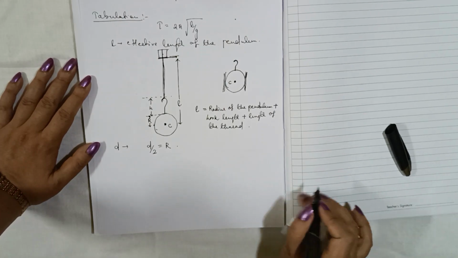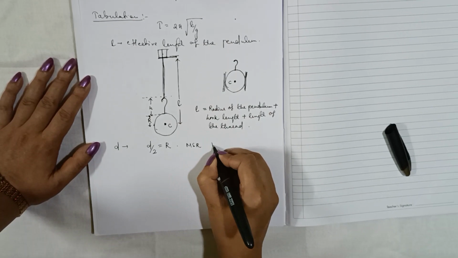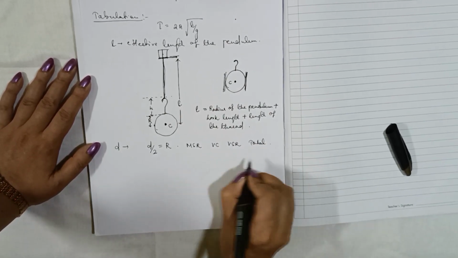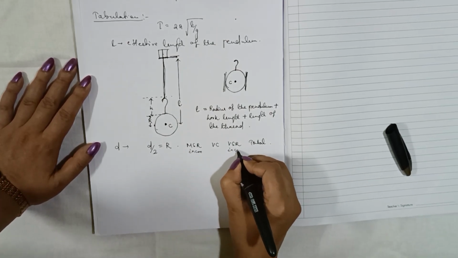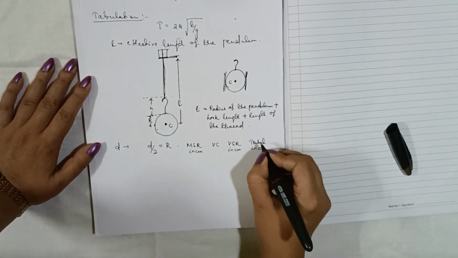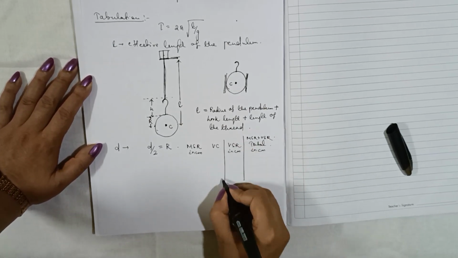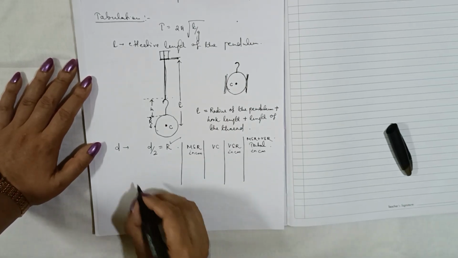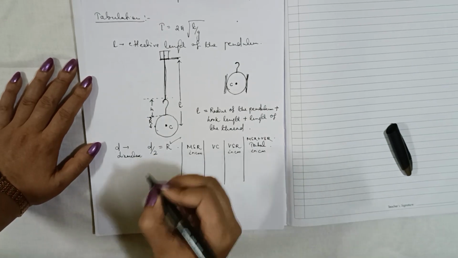That can be determined by using a table, of course, MSR, VC, VSR and total. All of you know how to determine this. MSR is in centimeter, VC is a number, VSR is in centimeter and total is also in centimeter. That is nothing but MSR plus VSR. All of you know the vernier caliper, so I am just giving you hints. So R is determined by determining the diameter. This is your diameter.